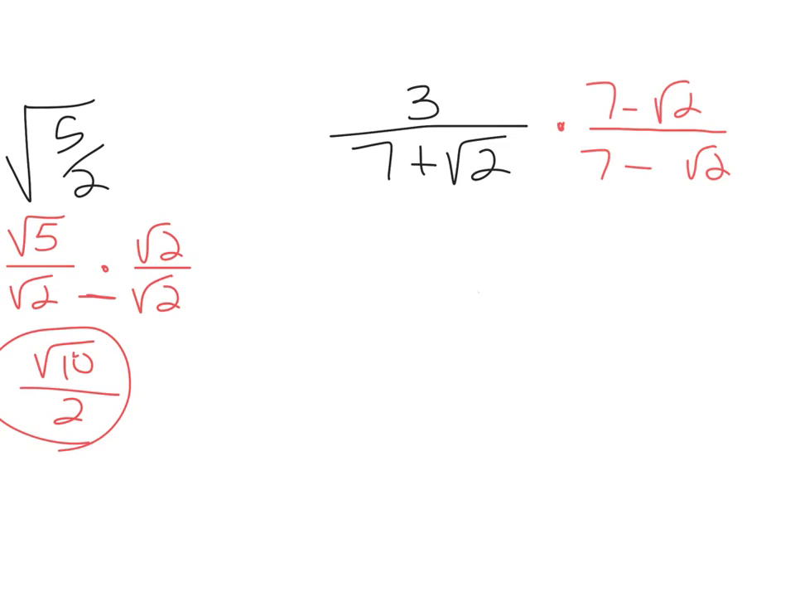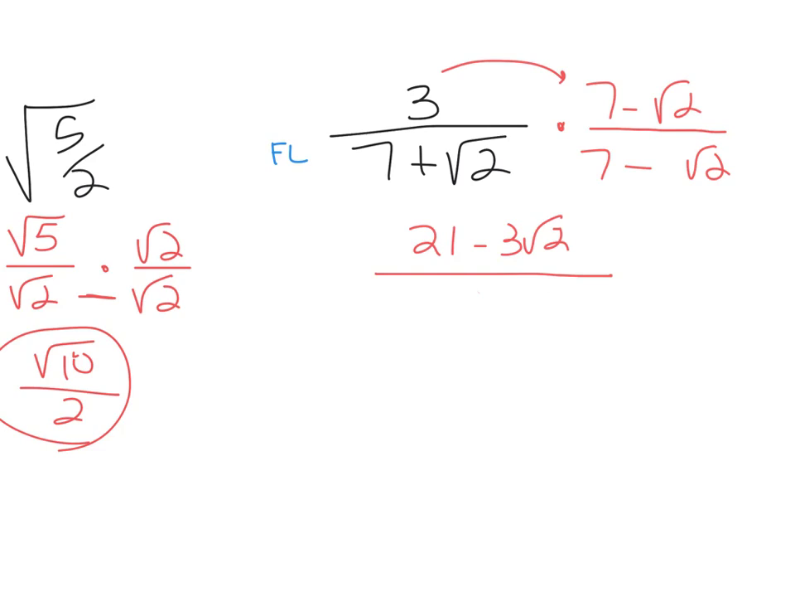All right, in my numerator, I'm just going to distribute the 3. 3 times 7, 3 times the square root of 2, and leave it just like that. In my denominator, when you have conjugates, they're so much easier to multiply than regular binomials, because with regular binomials I'd be doing FOIL right here. But with conjugates, you can just get away with FL.